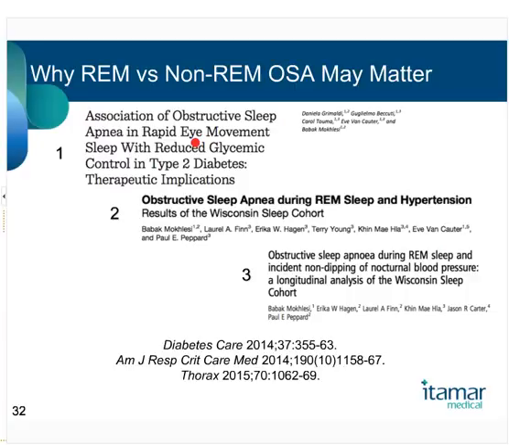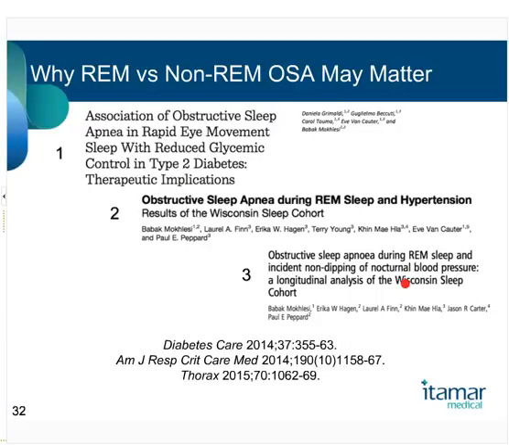There is another study, number 2, which has shown that obstructive sleep apnea during REM sleep is associated with hypertension compared to overall sleep apnea as the comparator. And then finally, obstructive sleep apnea during REM sleep and incident non-dipping of nocturnal blood pressure. Non-dipping of blood pressure is an abnormal signal that usually implies that there is some dysregulation in the cardiovascular system. And so the fact that that's associated with REM obstructive sleep apnea is important.